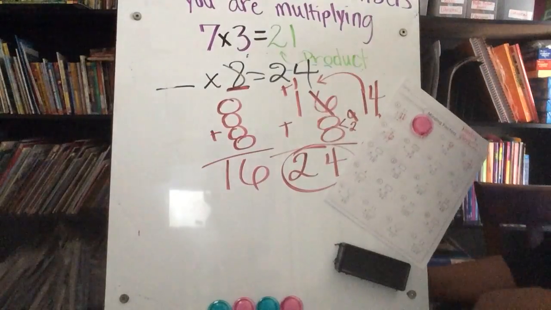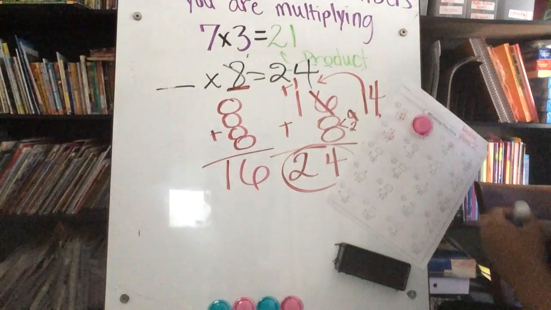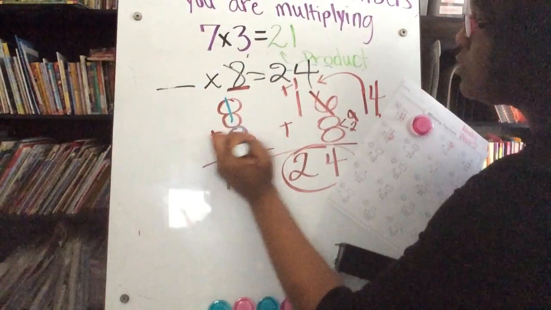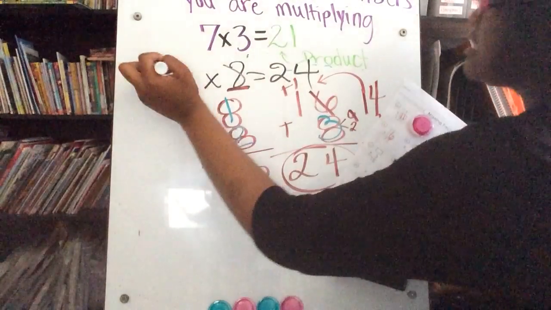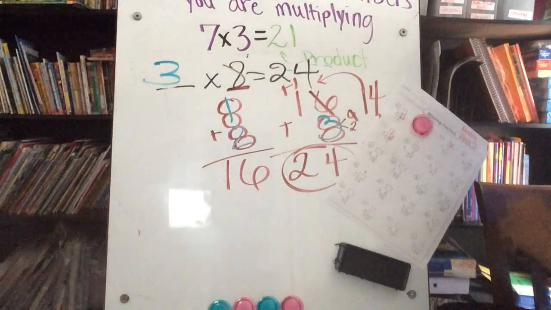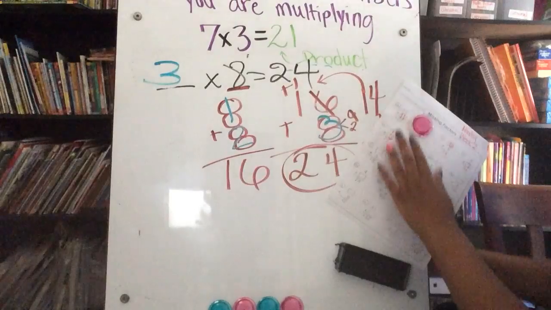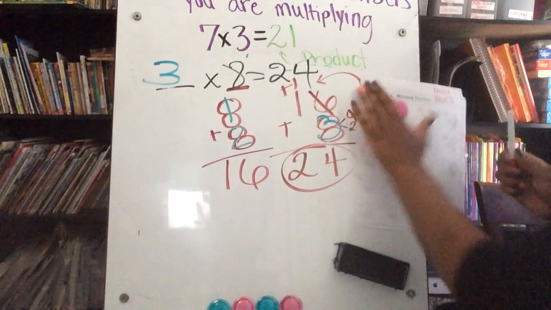So in order to find out what number goes here, what my missing factor is, I count how many 8s I used. So I used 1, 2, 3 8s. So my missing factor on this one is 3. 3 multiplied by 8 gives me 24.